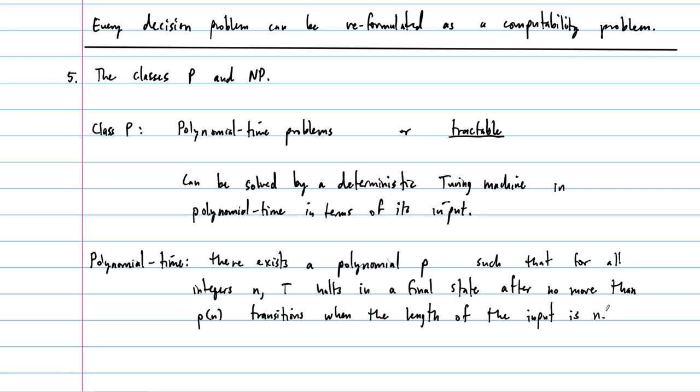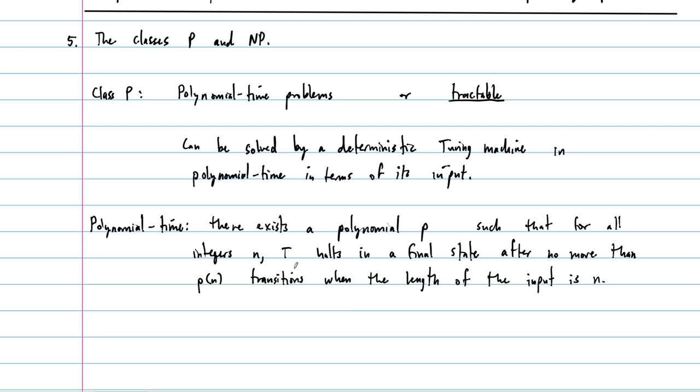So you put in a string of symbols of length n, and the machine halts in a final state after P of n transitions. Certain polynomials can grow very quickly, right? As long as it's a polynomial, though, that bounds it, then you say that your problem is solvable in polynomial time. Okay? What about the class NP then?